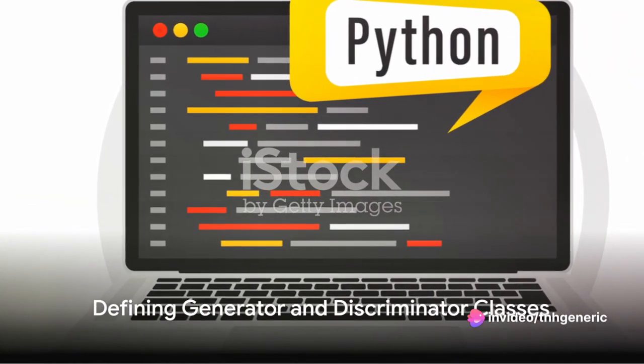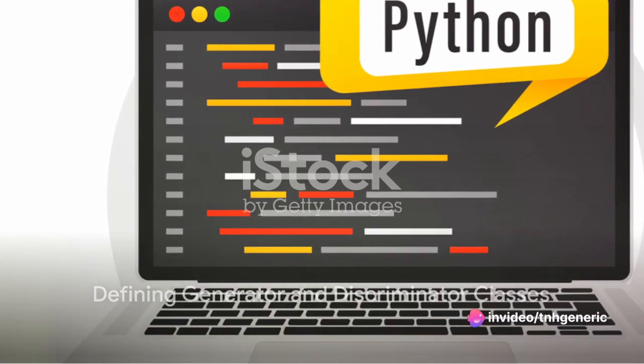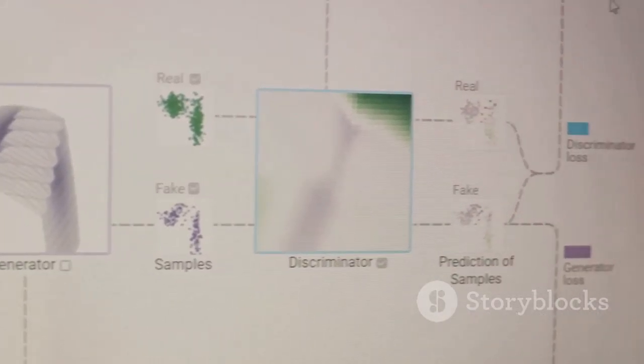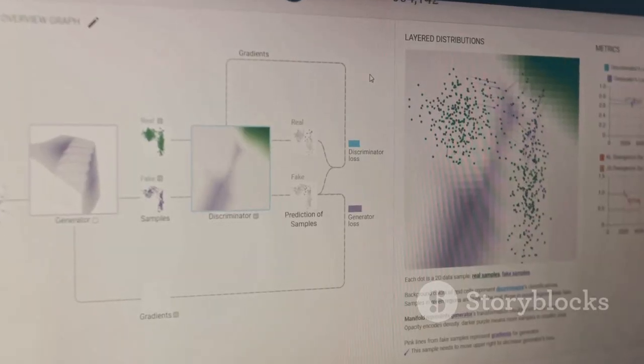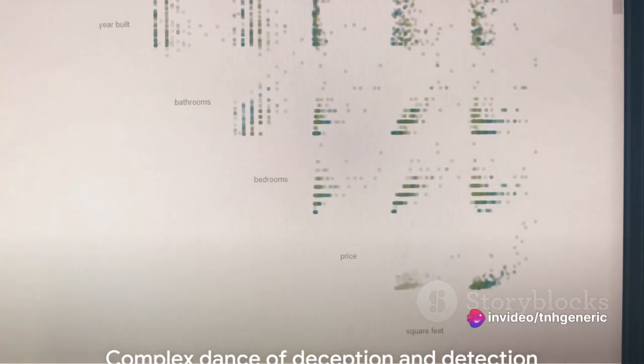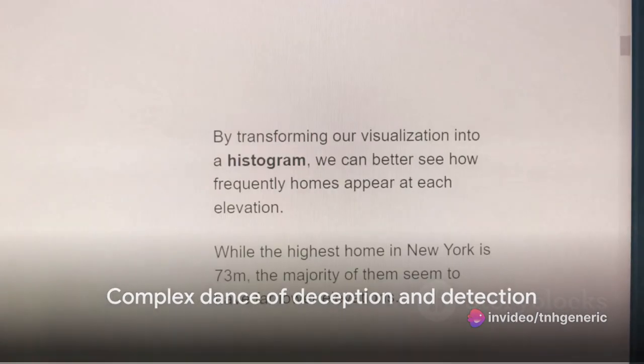Next, define the generator and discriminator classes. These are the two main components of a generative adversarial network. The generator creates new fake data to pass to the discriminator. The discriminator then tries to determine if this data is real or fake. It's a complex dance of deception and detection.